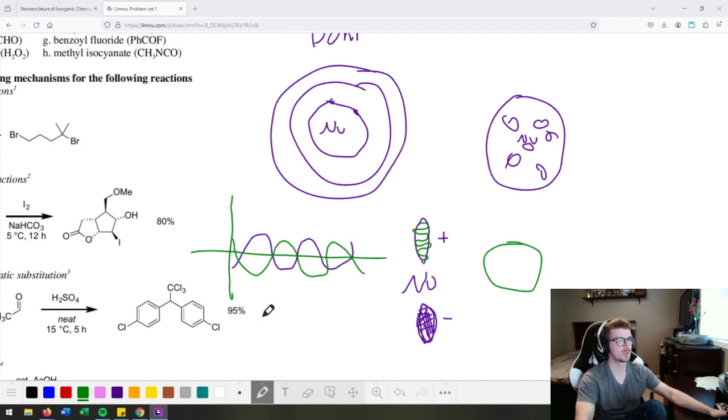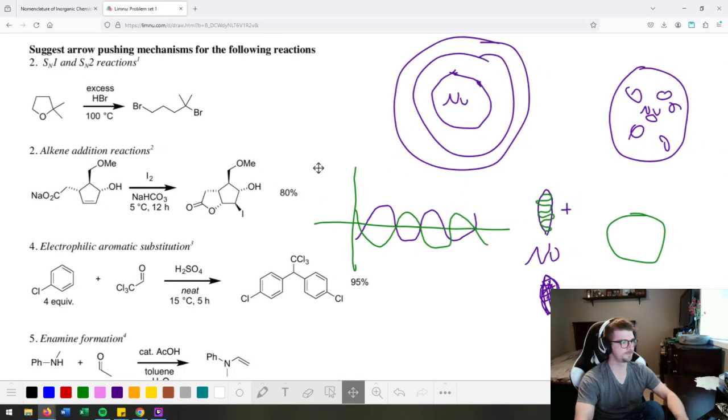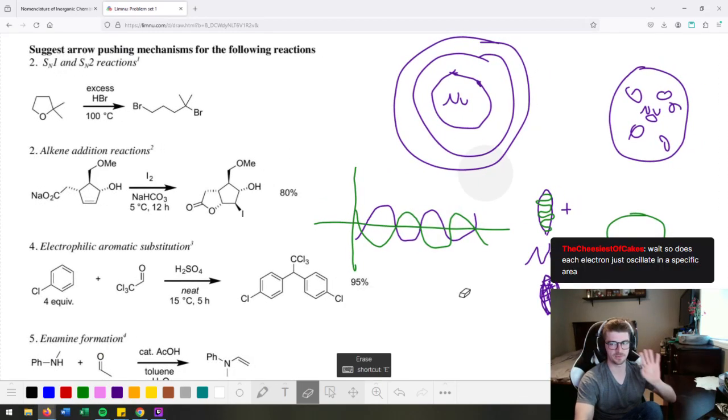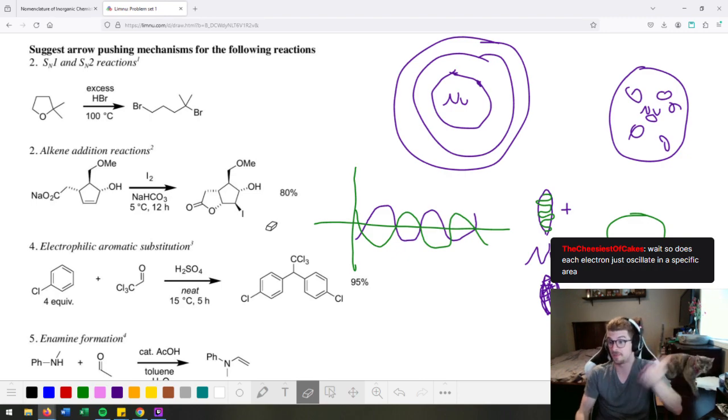Okay, all right. Yeah, so that is going to come up a whole bunch when I explain what substitution reactions do. So does each electron just oscillate in a specific area? Yeah, pretty much. That's a pretty good description of a standing wave.